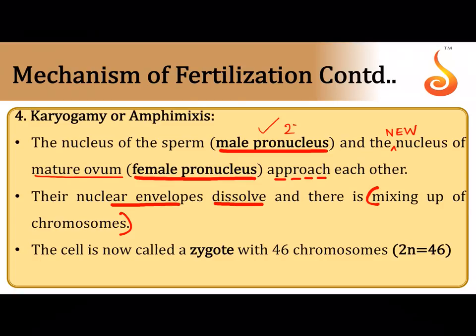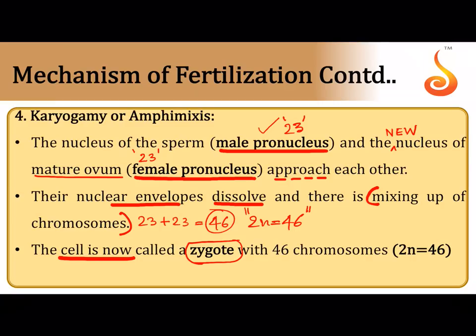So the male pronucleus which came from the sperm has 23 chromosomes in it. And the nucleus of the ovum, which was formed by meiosis 2, now also has 23 chromosomes. So when the two nuclei come closer and when their membranes disappear and when the chromosomes mix up, it becomes 23 plus 23 is equal to 46 chromosomes, meaning diploid set has now become 46. And now the cell which has 46 chromosomes is no longer called ovum, it is called a zygote. So the cell is now called a zygote. It has how many chromosomes in it? It has 46 chromosomes. Did you understand the concept?